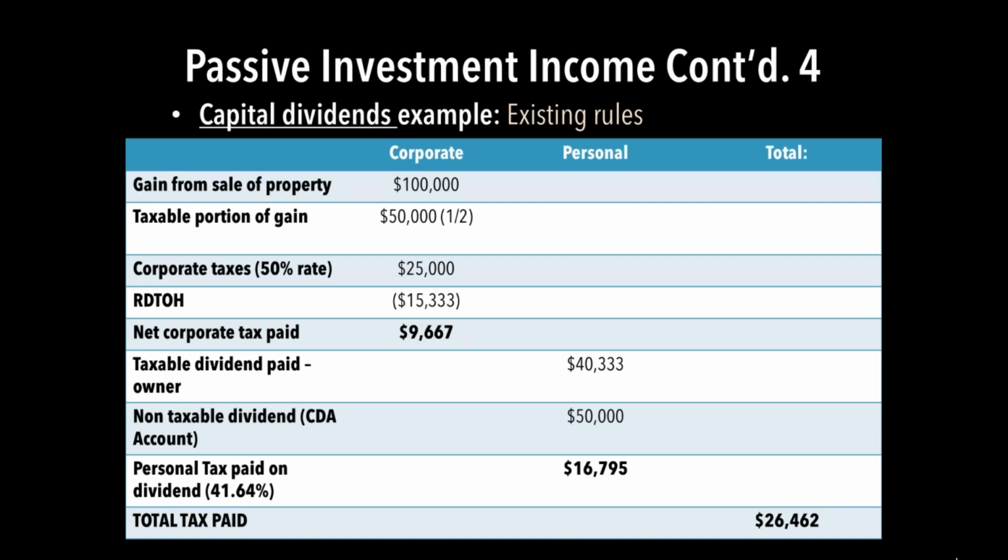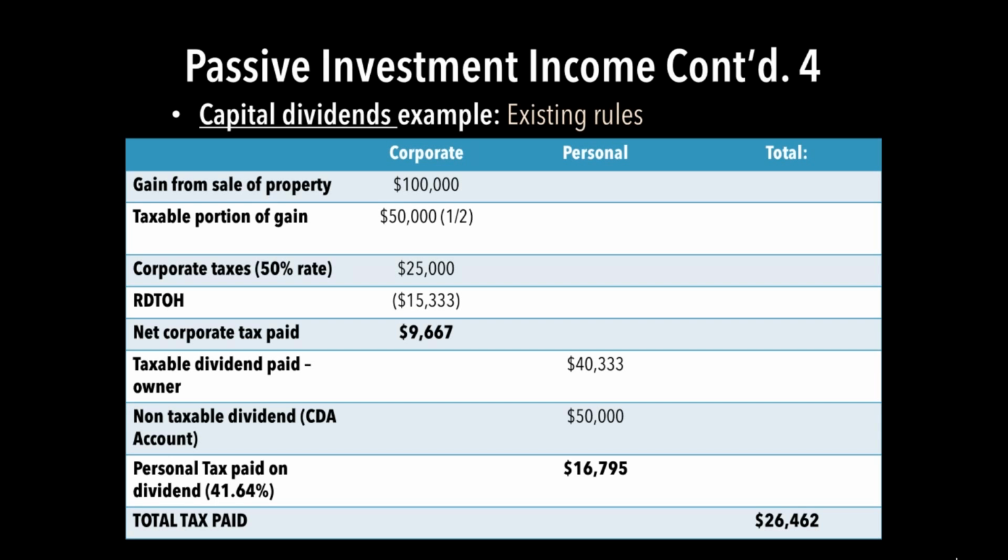Let's look at the existing rules. We have 3 columns again: corporate tax, personal tax, and total tax. There's a lot of numbers here, but I just want you to pay attention to the bold parts. This corporation has a gross gain of $100,000 from the sale of some investments. The net corporate tax paid in bold is $9,667.